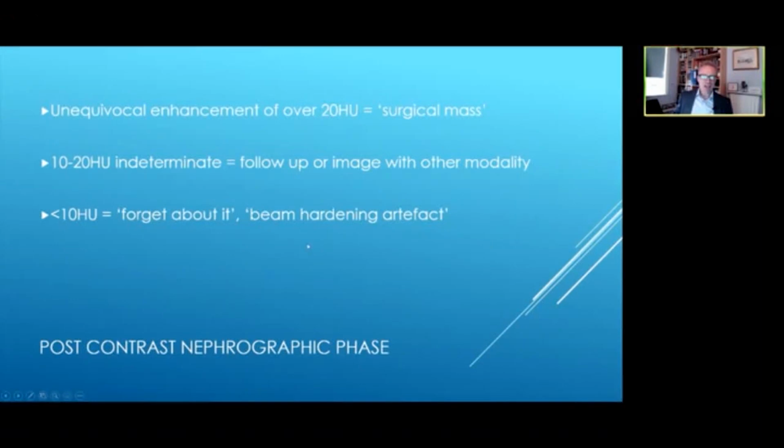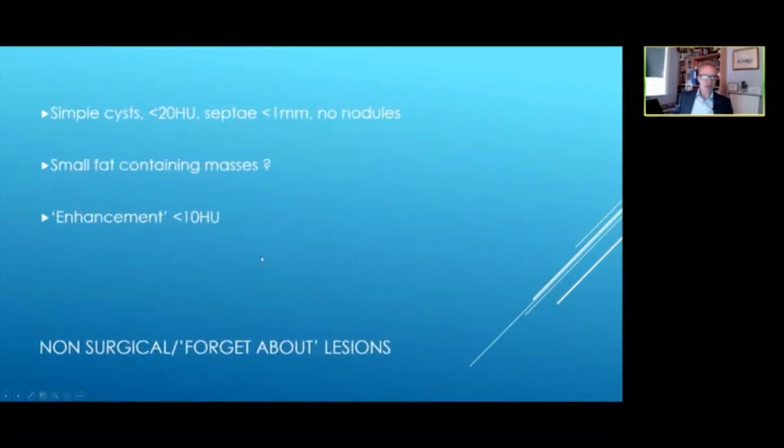The CT scanner reconstruction algorithm means that when it goes through dense enhancing tissue around the lesion, it hardens the beam, and that gives you artifactual high Hounsfield units measurements in the lesion you're trying to measure. So you can get beam hardening, particularly in very small lesions. So things you can forget about, as I've said: simple cysts, less than 20 Hounsfield units, less than 1 millimeter thick septi, no nodules. Small fat-containing masses are almost always AMLs. Enhancement less than 10 Hounsfield units is not enhancement, you can forget about it.